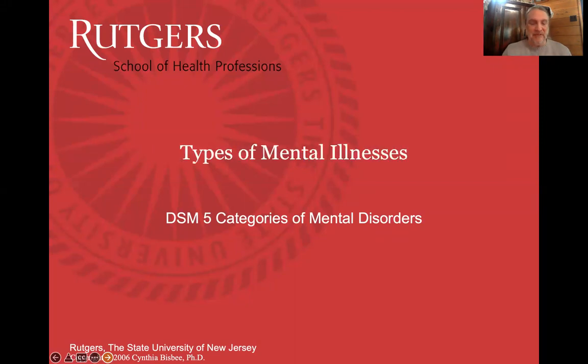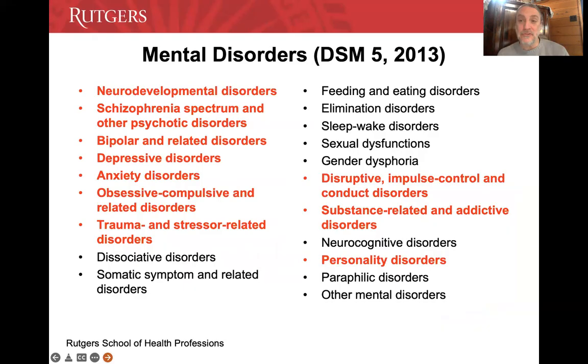So let's talk about the different categories of psychiatric disorders. If you open up the DSM, this is what you're going to see as the different chapters. We are not going to go through all of these. We are going to focus more on the ones that are in red, because these are the ones that I think you're going to be seeing more of in the community, and that's more where this is sort of geared.